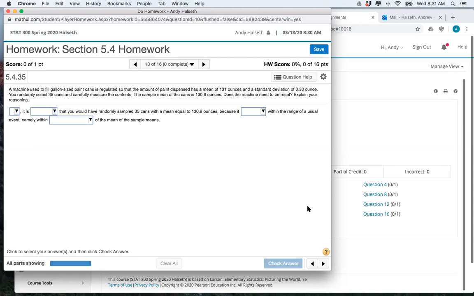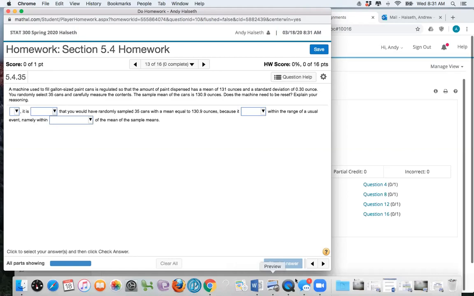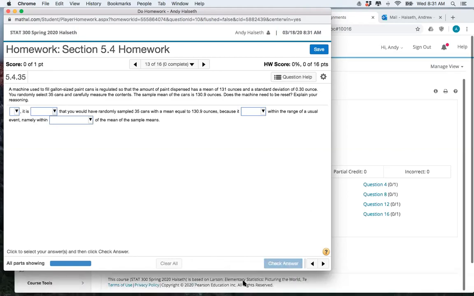That's an x bar, sample mean x bar. Okay. Does the machine need to be reset? And then explain your reasoning. The idea for this one is to find the z-score, and then that's all you'll really need. And then we'll interpret the z-score to fill out these blanks. But let's find that z-score. And so I'm going to go to my whiteboard and work this problem out.